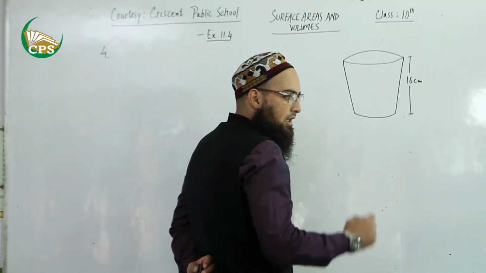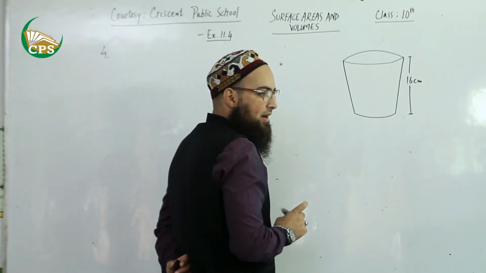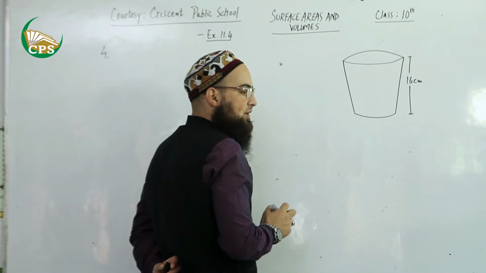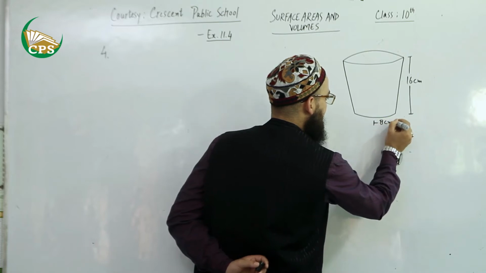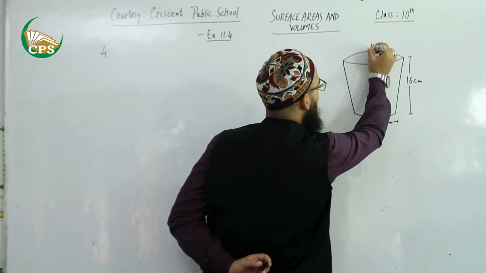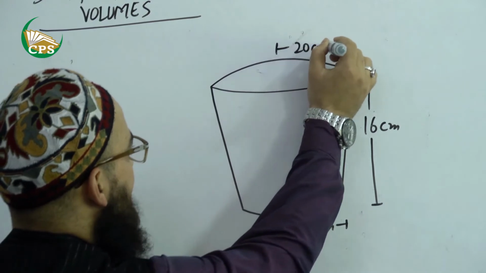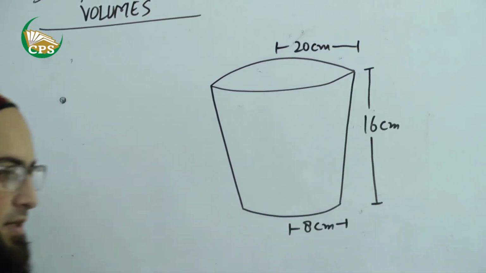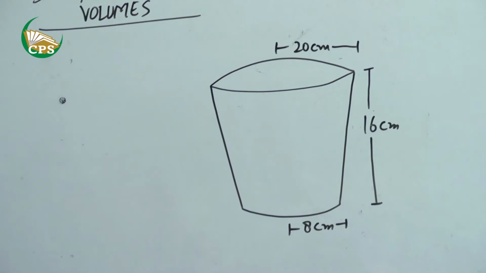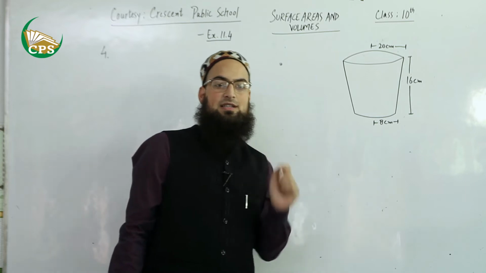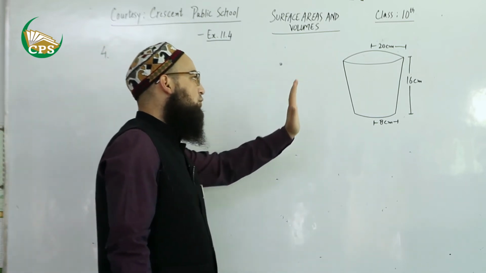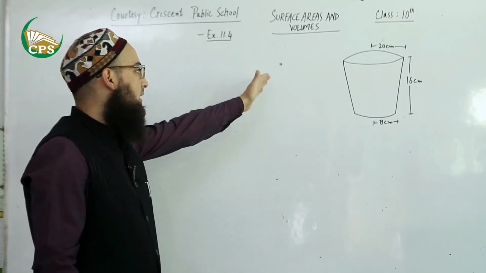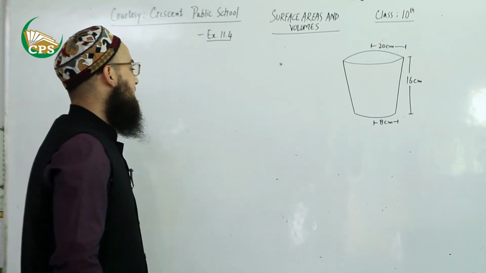Then with radii of its lower and upper ends as 8 and 20 respectively. So radius here is 8 centimeter. Here is 20 centimeter. Find the cost of the milk which can completely fill the container at the rate of rupees 20 per liter. Now that means we need to find the volume of this. By volume we'll get in liters, then we can go accordingly.